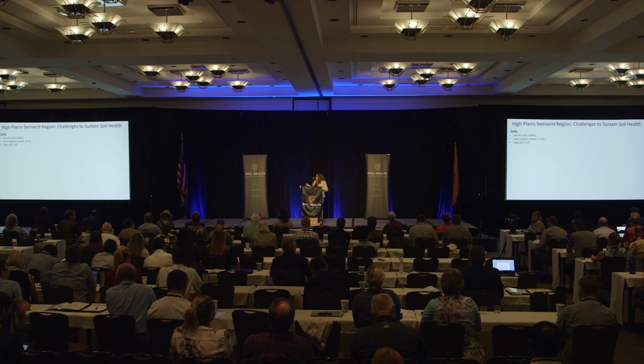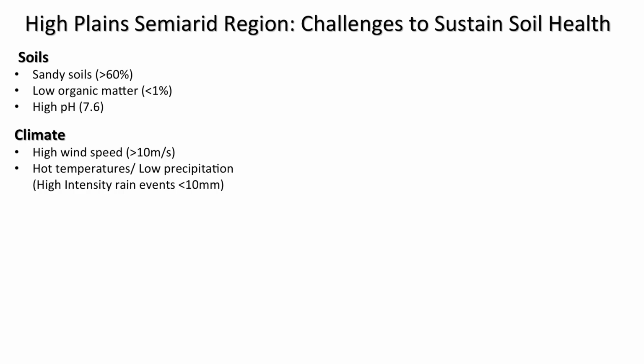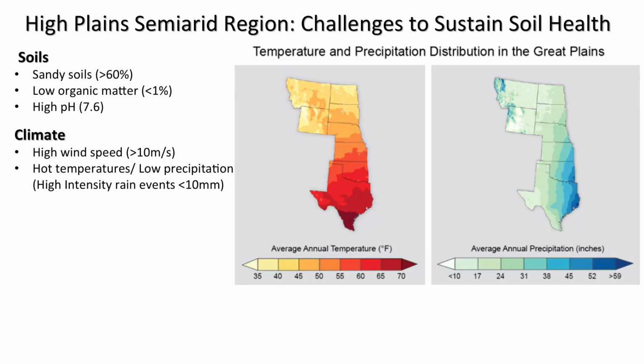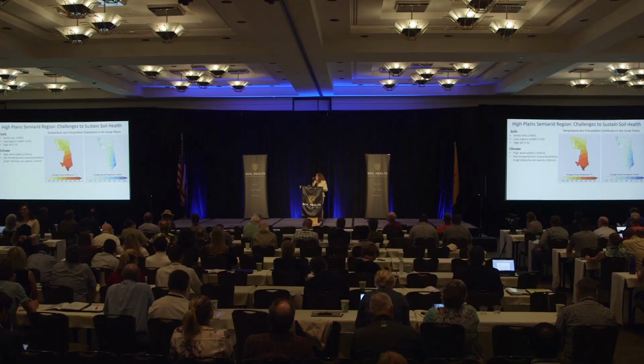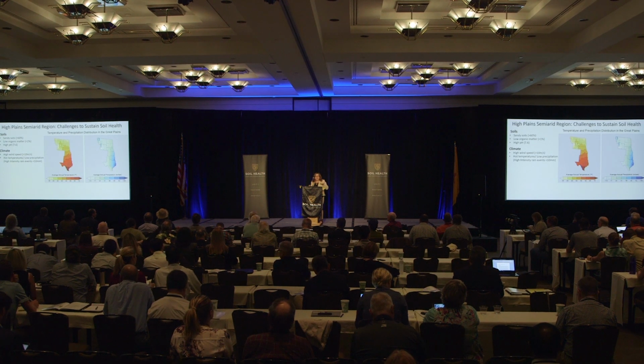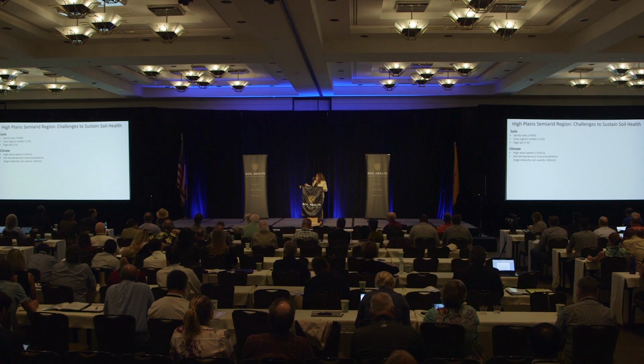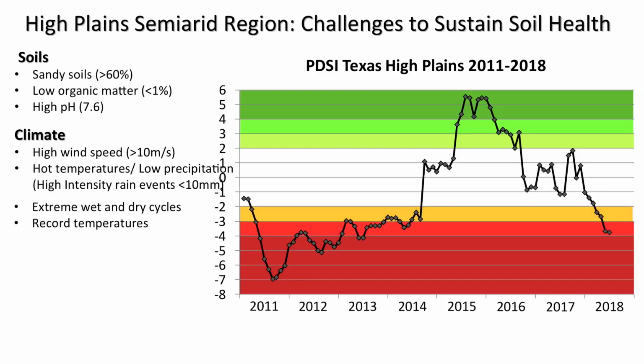Also, the climate variability that we have in the region, high wind speeds. We also have, as you can see here, in the Great Plains, generally higher annual temperatures compared to other regions, combined with the low annual precipitation that we receive, less than 20 inches of rain in a year, even 10 more recently. And also we have high intensity short rain events that break the soil surface. And more recently, over the past years, we're having more extremes in the wet and dry cycles, and more erratic variability.